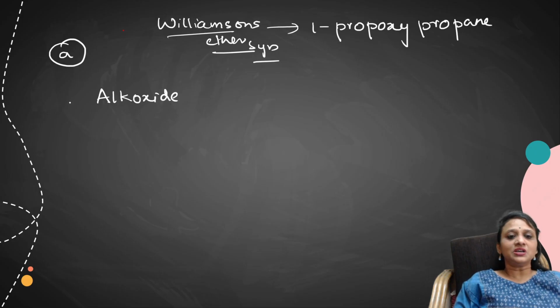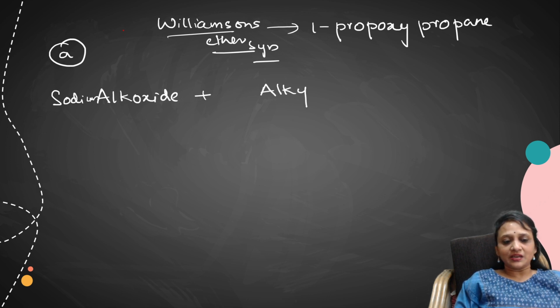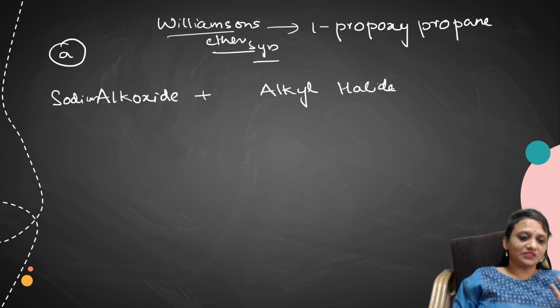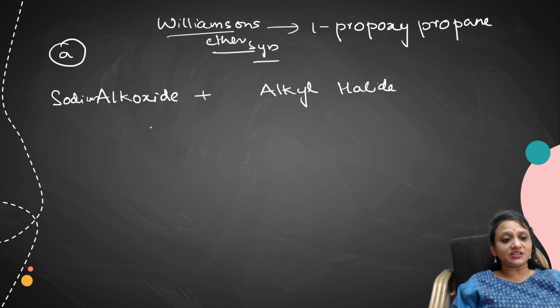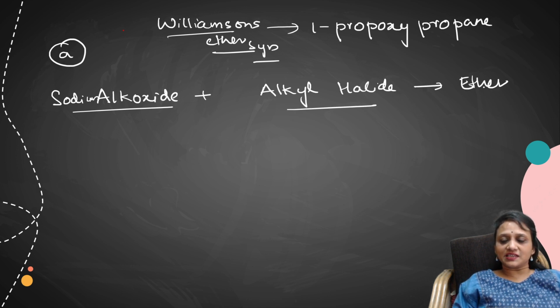Use sodium. So you're going to use sodium alkoxide, along with that you're going to add one alkyl halide. This alkyl halide can be primary, it can be tertiary. We are going to see the different cases. Or sometimes the alkoxide also can be tertiary. We will see. So this is the concept. And finally, what do you get here? You will be getting an ether.